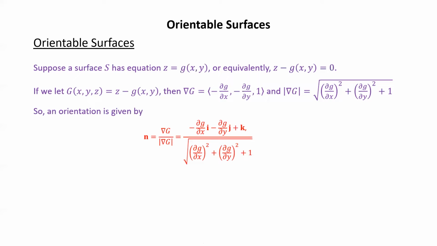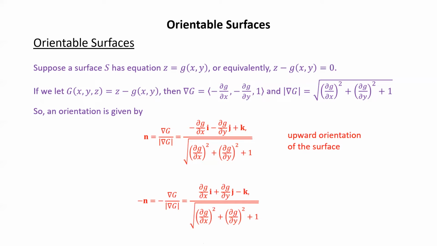So in this case, an orientation is given by the gradient of G over the length of the gradient of G, which is negative partial g with respect to x i minus partial g with respect to y j plus k, over the square root of the square of the partial g with respect to x plus the square of the partial g with respect to y plus 1. This is called the upward orientation of the surface because the k component is positive. If we negate this vector, we get the second orientation, which is the negative of this one, and that would be the downward orientation of the surface because in this case, the k component is negative.